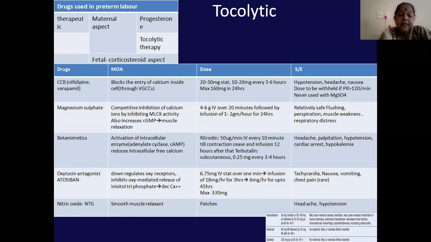The side effects of beta mimetics are hypotension, cardiac arrest, and pulmonary edema. So remember that whenever you talk about beta mimetics, the first side effects you should mention are pulmonary edema and cardiac arrest. You have to monitor, especially when you are giving isoxsuprine hydrochloride in a drip. You increase the drip by 8 drops, 16 drops, till the contractions cease, so you have to monitor her pulse rate and blood pressure very carefully.